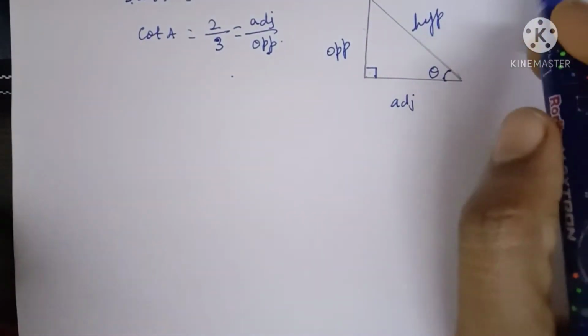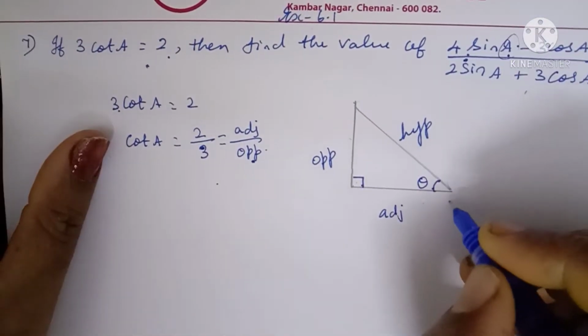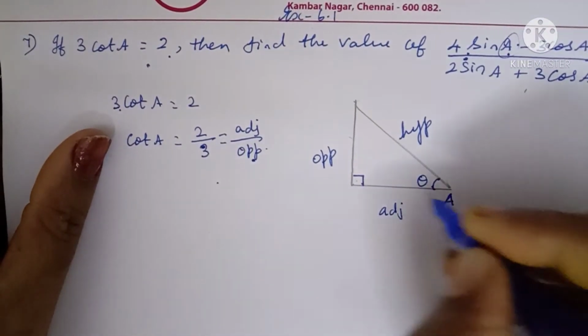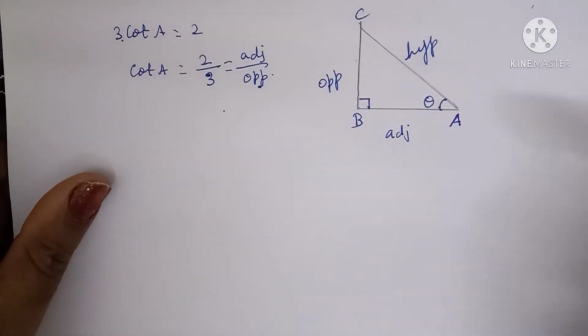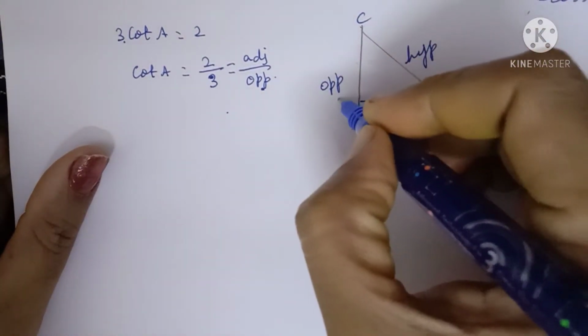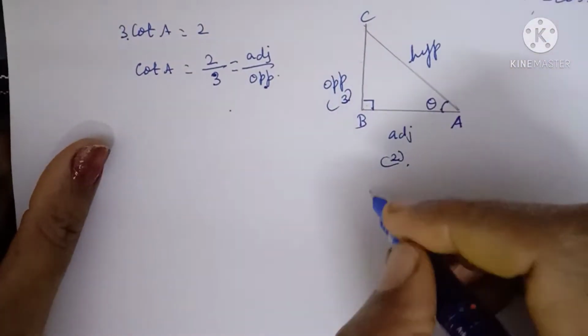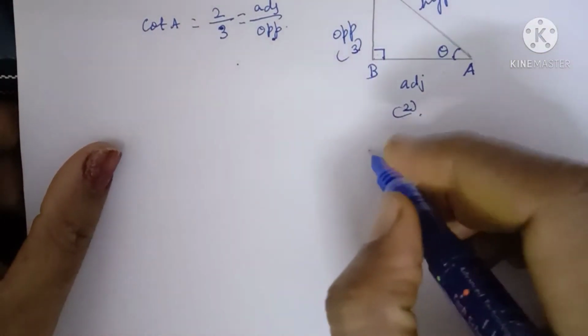Now if you see, the question is in A. Therefore at theta we have to take it as A, B and C. Now adjacent value is 2 and opposite value is 3. So using the Pythagoras theorem we have to find out the hypotenuse value.